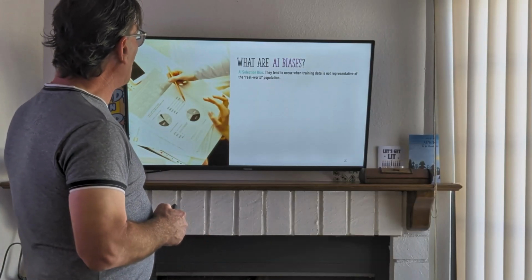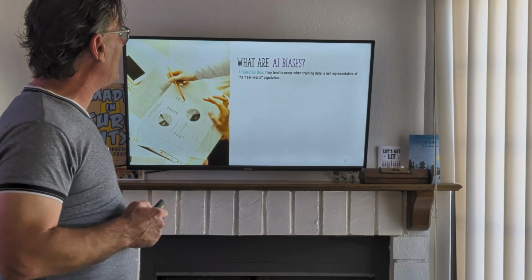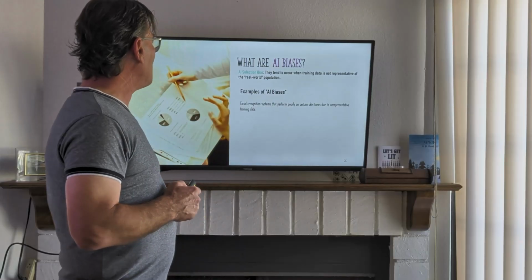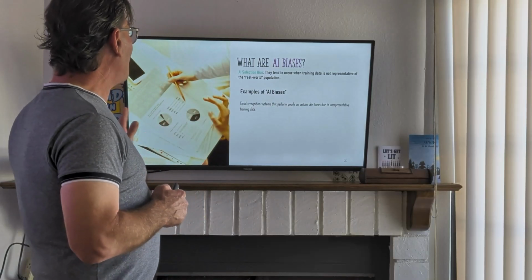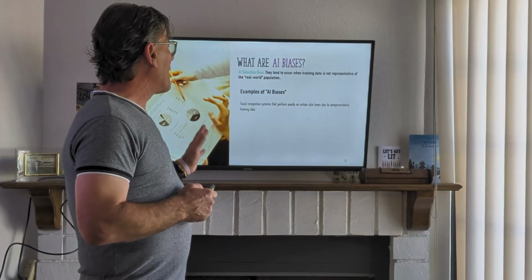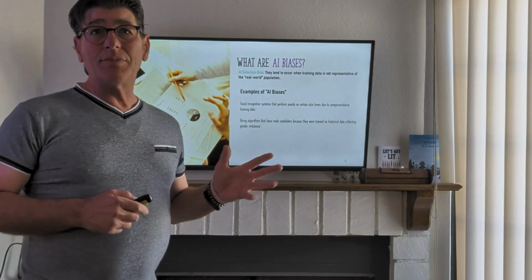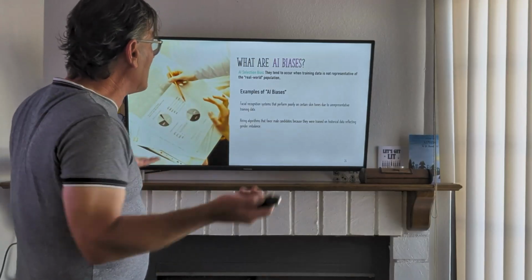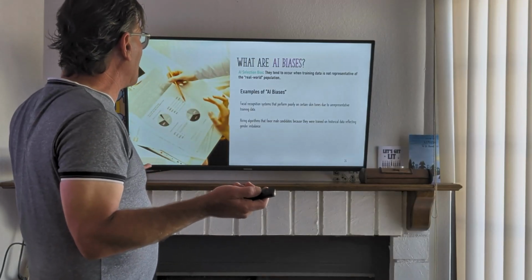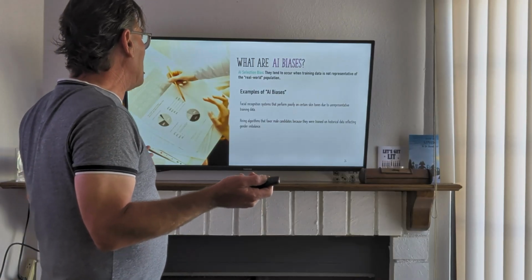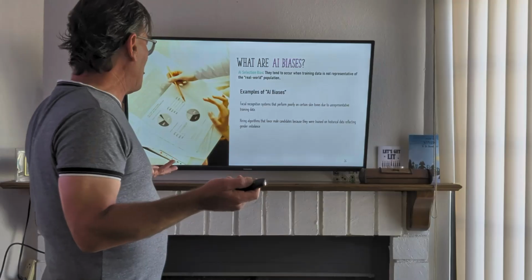AI selection bias. These tend to occur when training data is not representative of the real world population. Let me give you some examples. Facial recognition systems can perform poorly because of skin tones. Maybe that wasn't considered at the time the AI was being built. So it could be misrepresenting the training data.